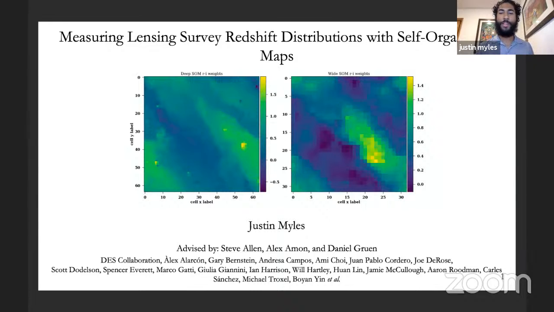If you haven't seen a self-organizing map before, there are two examples here on the title slide. Don't worry about the details yet, but we'll be going into more detail about how to understand what these objects are and how they help us with our Redshift calibration.